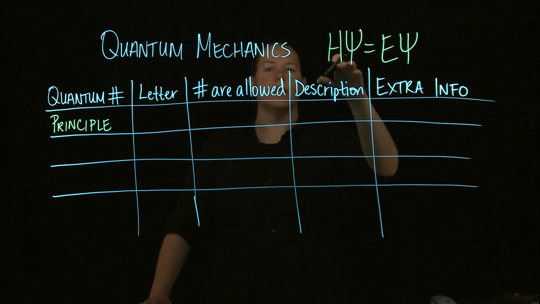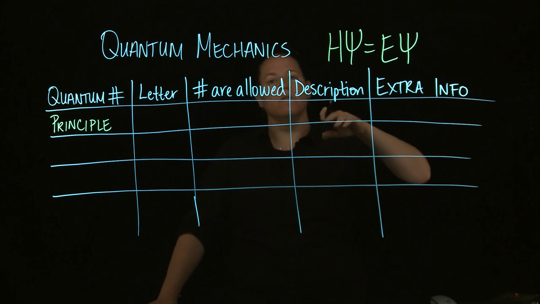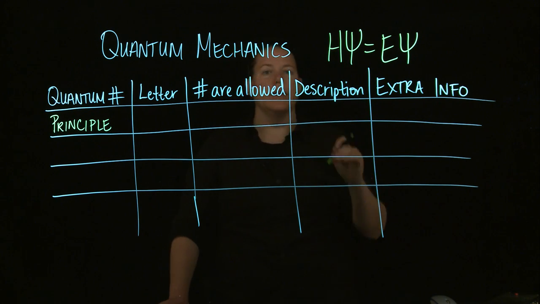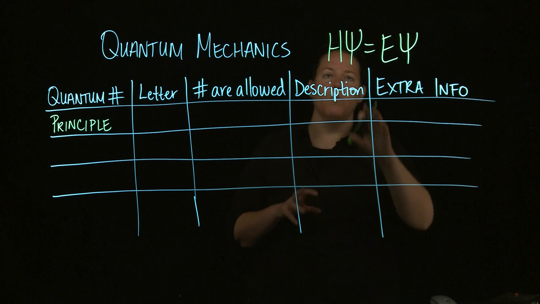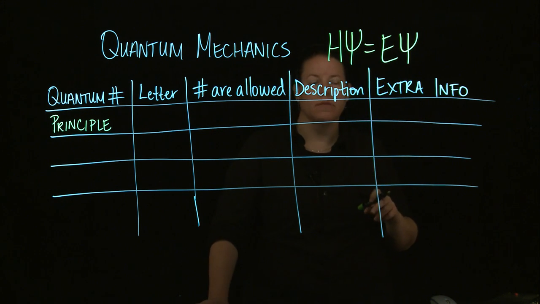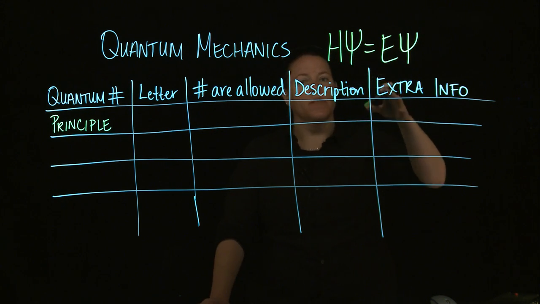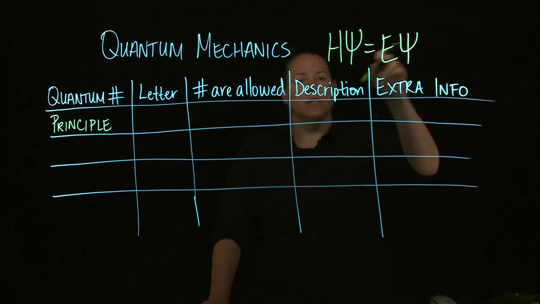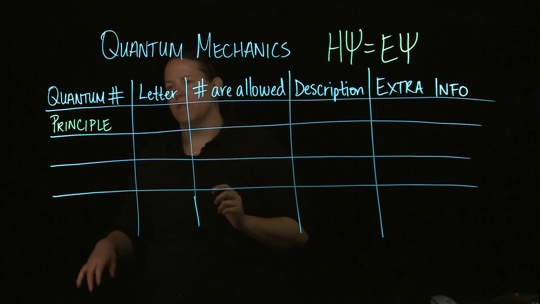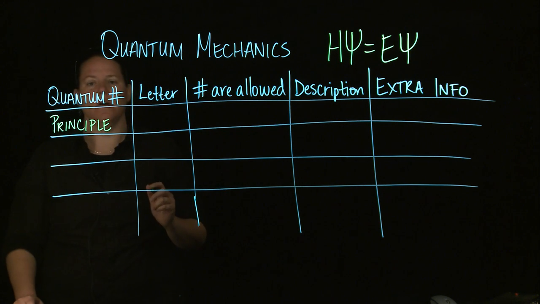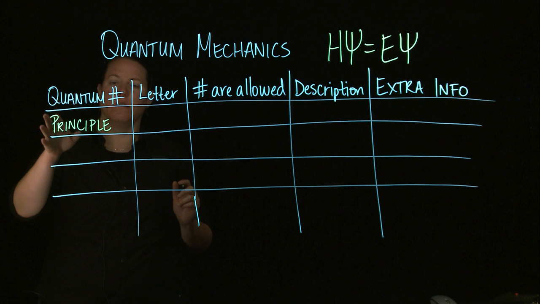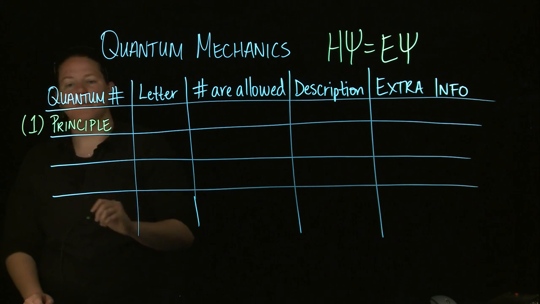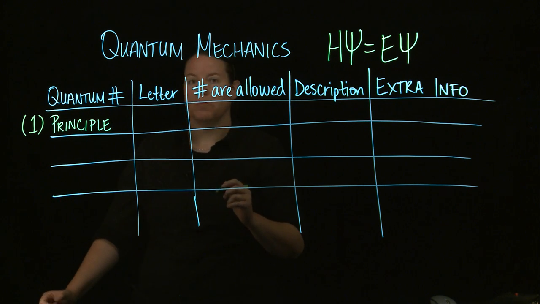Basically, H is an operator, called the Hamiltonian operator. That's why it's abbreviated H. And it's operating on a wave function, that's what psi is. When it operates on that wave function, we get energies out of that, that's what E is, and we get the wave function back. So the first number we get out of this equation, and we'll put a one here so you know it's the first, is the principal quantum number.